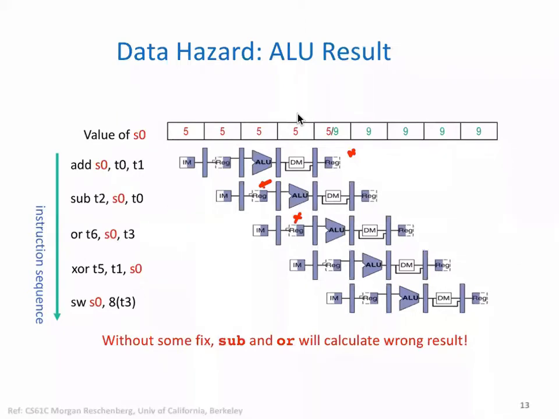values, so in these two instructions we are using the old value because this value is not available. The correct value is available only in the first, second, third, fourth, fifth cycle. Okay, so these two values will be wrong, whereas in other places the value will be correct. So this is the correct value we are using, and these two are wrong values.